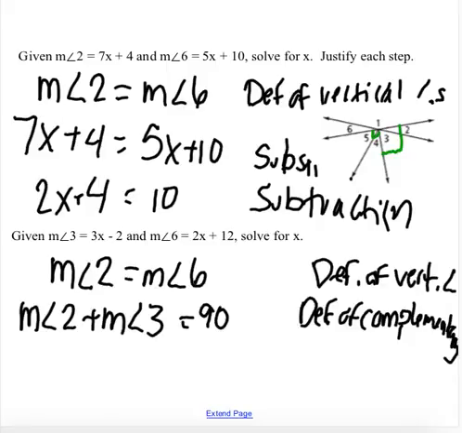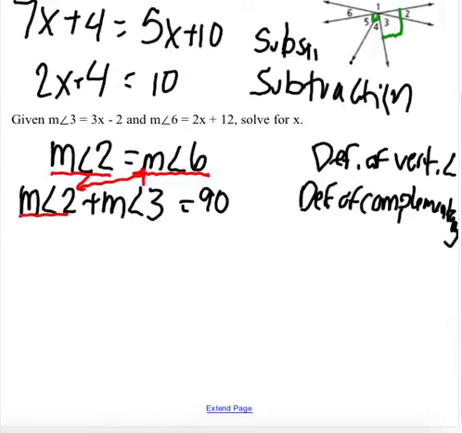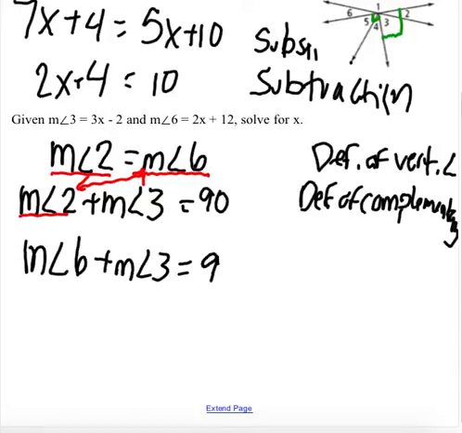That's okay. Alright, so now you can kind of see why I started with the definition of vertical angles. I have measure of angle 2 here and here. Well, if measure of angle 2 is equal to the measure of angle 6, they're equal, I can just kind of switch them in for each other. So just like we've substituted for putting in x's for measures, we can substitute measures for measures. So I'm going to do that. Put measure of angle 6 plus the measure of angle 3 equals 90. And that's just by substitution.